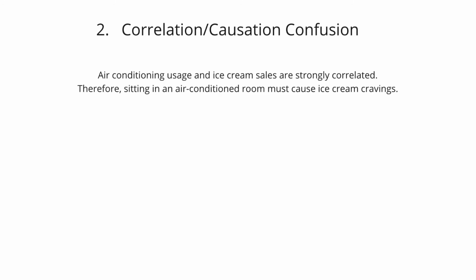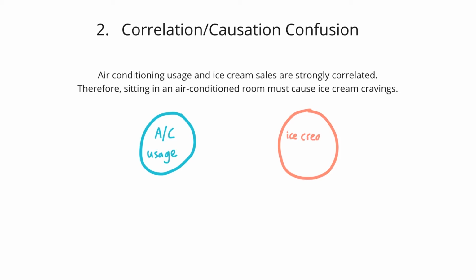The next big common flaw is the correlation-causation flaw. This argument flaw assumes that just because two things are correlated, one of them must be causing the other. Here's an example. Air conditioning usage and ice cream sales are strongly correlated. Therefore, sitting in an air-conditioned room must cause ice cream cravings.